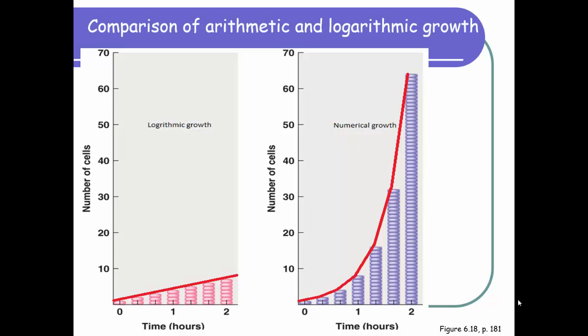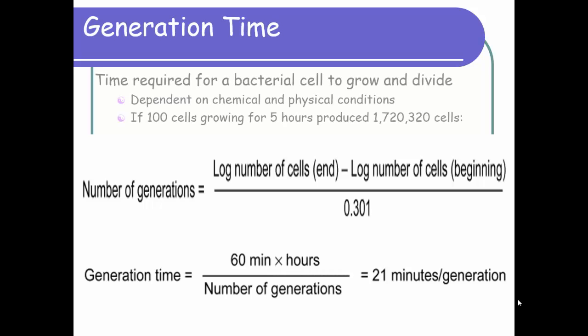Here are 2 graphs showing the numerical growth and the log growth over the same period of time of a bacterium. It's much easier, and you have a much straighter line, when you do the logarithmic growth scale. Generation time is the time required for a bacterial cell to grow and divide. It is dependent on the chemical and physical conditions. If everything is great, we should have maximum growth.